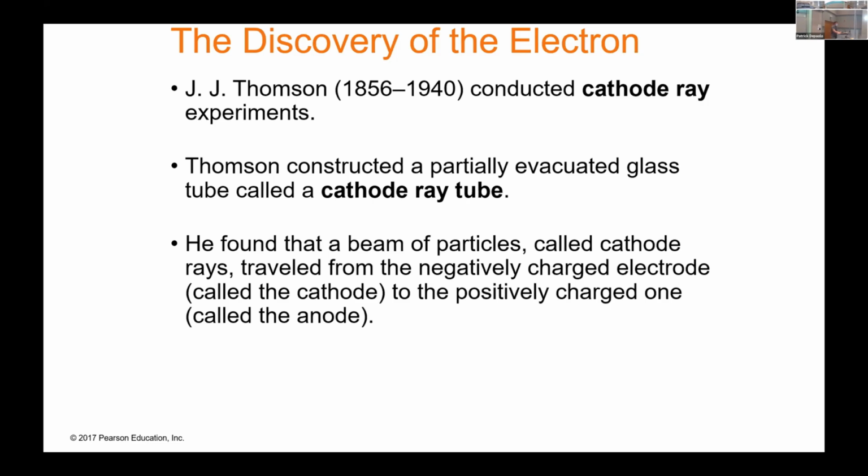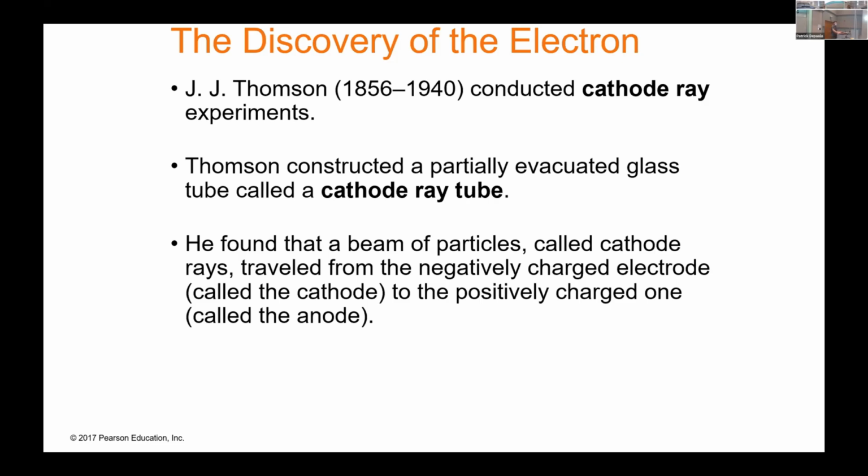First is the discovery of the electron. Now, J.J. Thomson was alive in the early 1900s, 1856 to 1940. That's a long time. Life expectancy back then was maybe 60, and he lived for 80-something years. 85, yeah. Okay, so good for him.